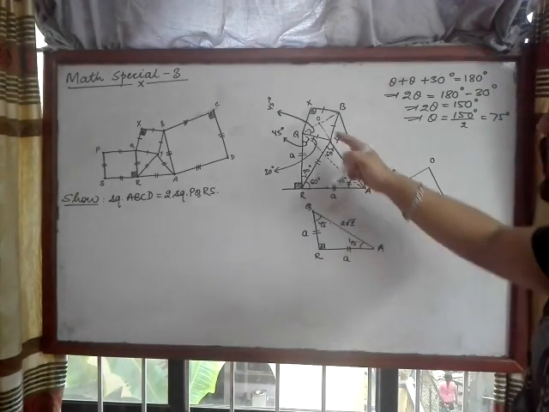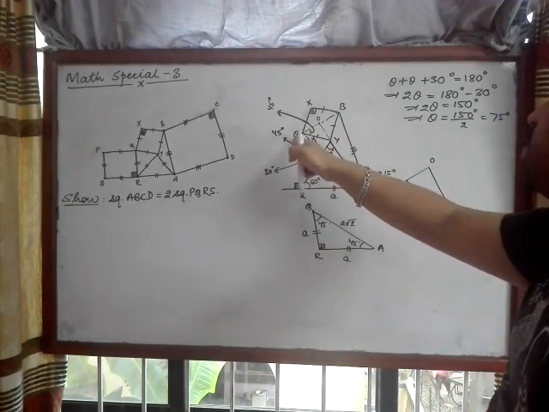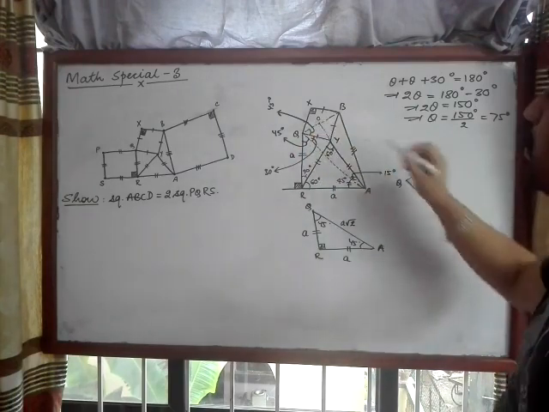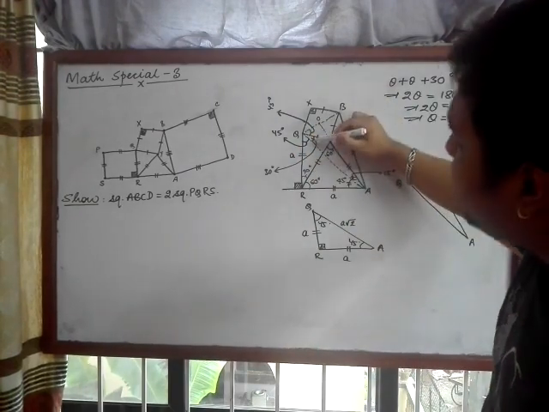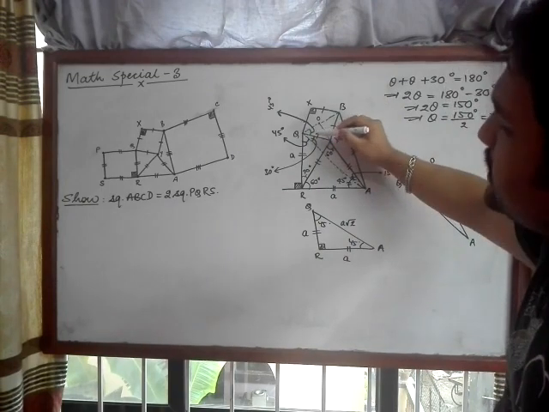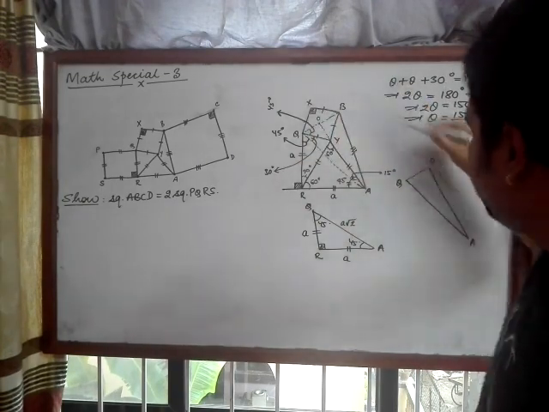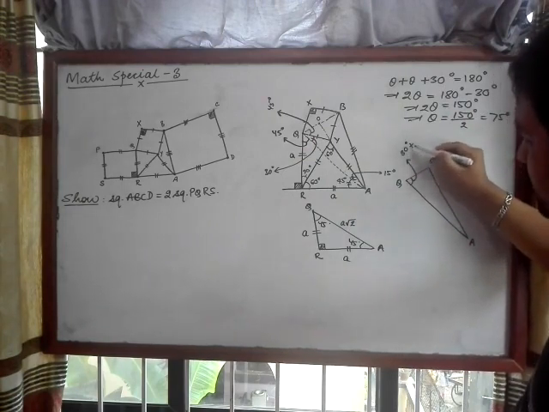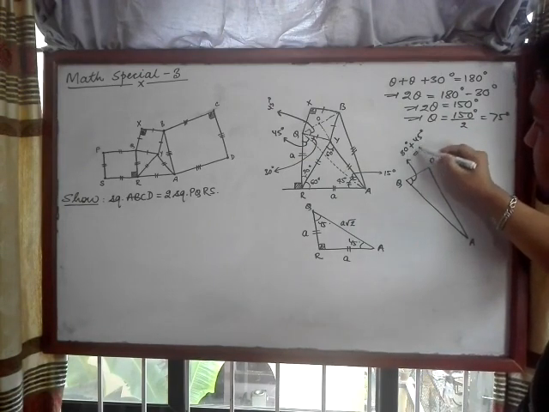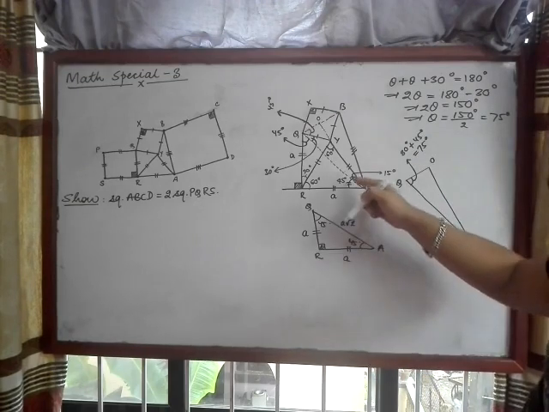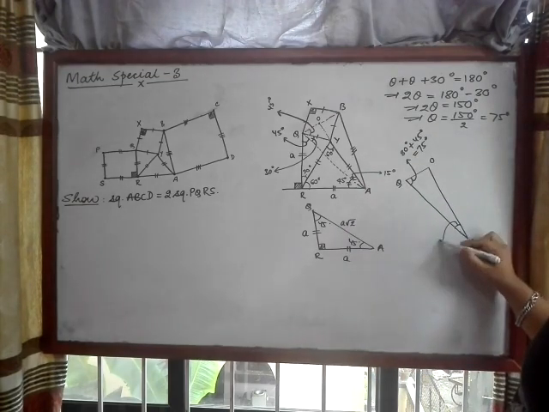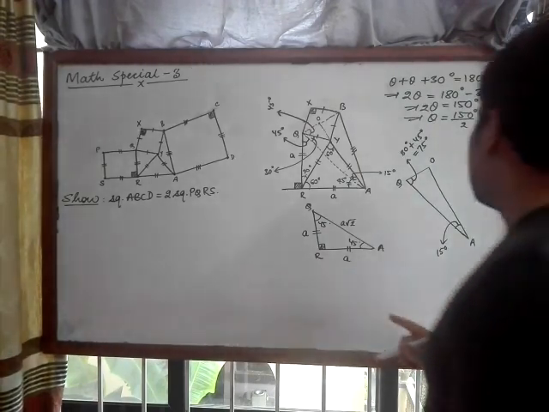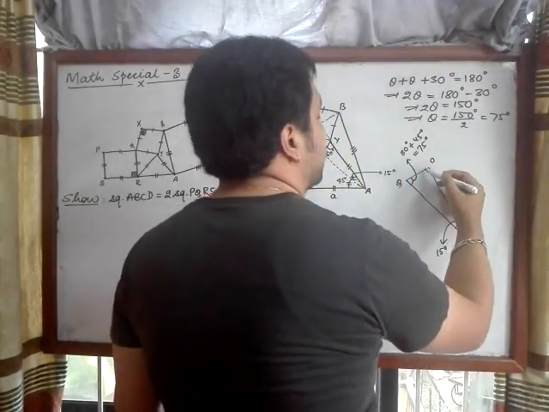Now, angle AQO is equal to this angle plus this angle, which means 30 degrees plus 45 degrees, which is 75 degrees, and this angle is 15 degrees. Now we can find this angle.